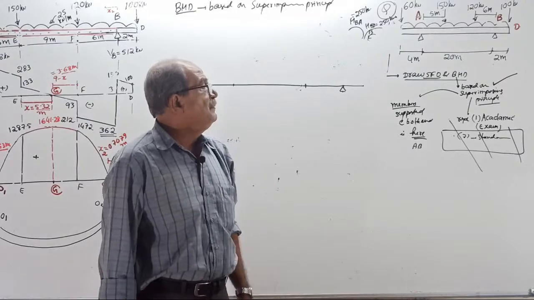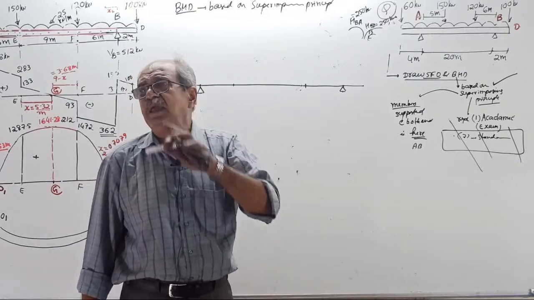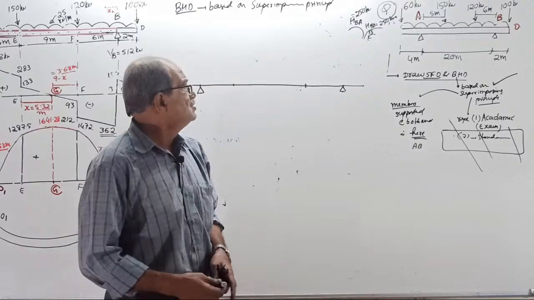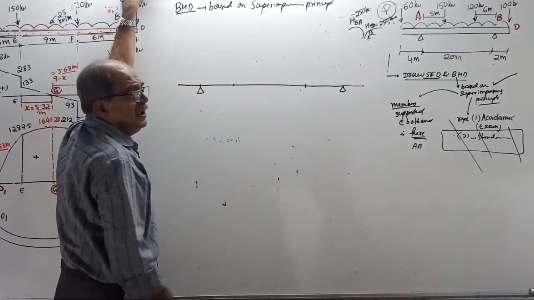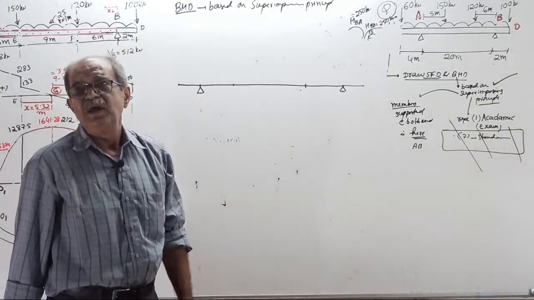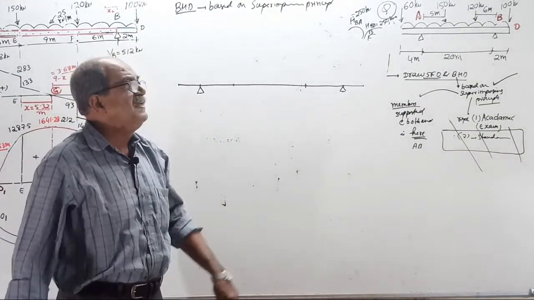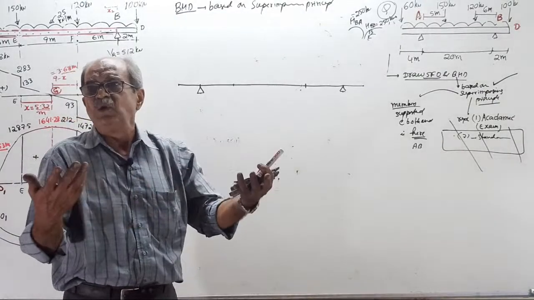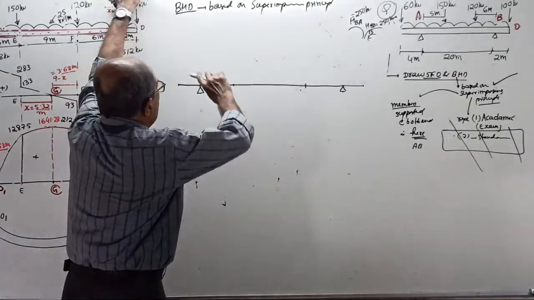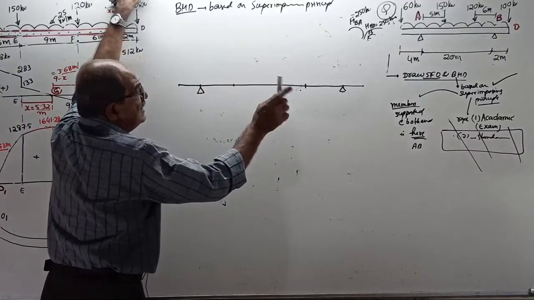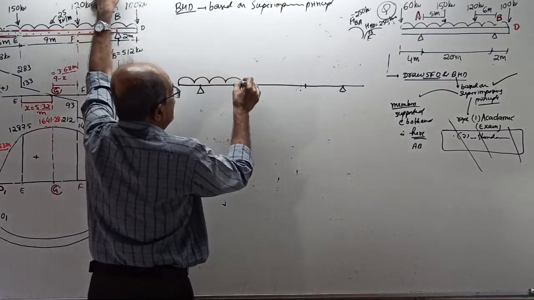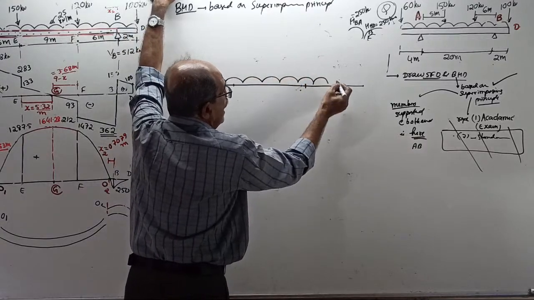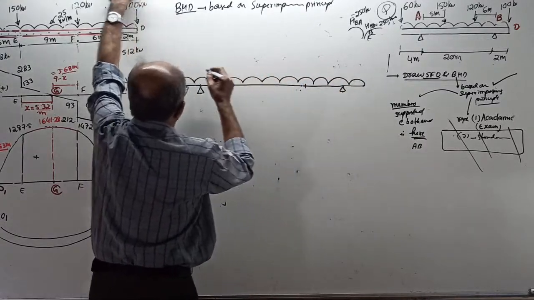But if they want the actual BMD, then you require the reactions. So I will tell them, you draw the beam here, and below draw the BMD based on the superimposing principle. Never waste time finding those VB1, VB2, etc. Not required. As soon as you get the member end moments, directly put them on the beam. Write all the loading. This is how I will tell students how to draw the BMD based on superimposing.